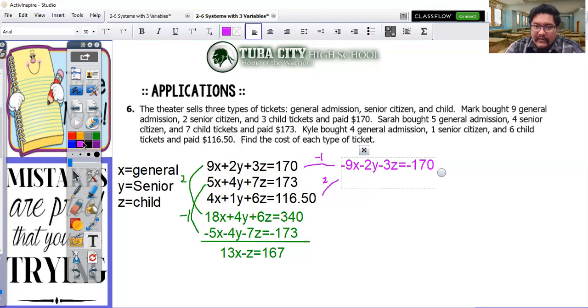And now I'm going to do the same thing with the bottom one, but I'm going to double both numbers. So that's going to be 8x plus 2y. And that's good because now I can look at my y's and see that they are going to be able to be eliminated fairly easily. And then 116.5 times 2, and that's going to be 233. Okay, and then check the signs. It's just a good habit to check your signs, to make sure that we're not changing anything that doesn't need to be changed.